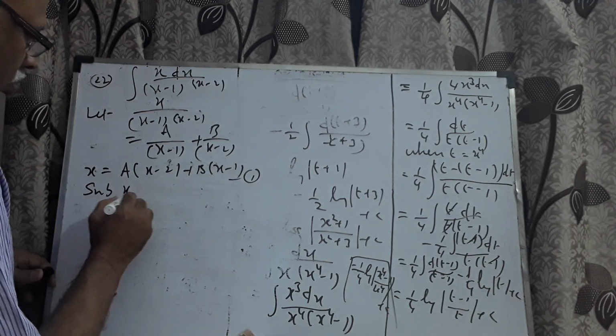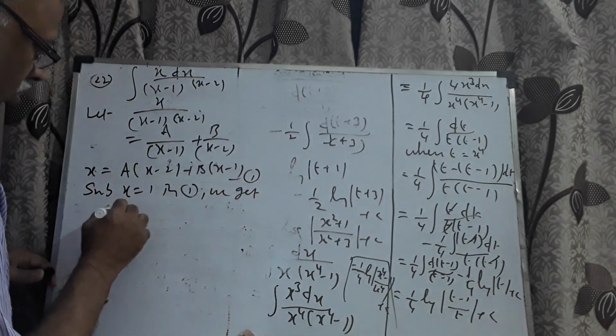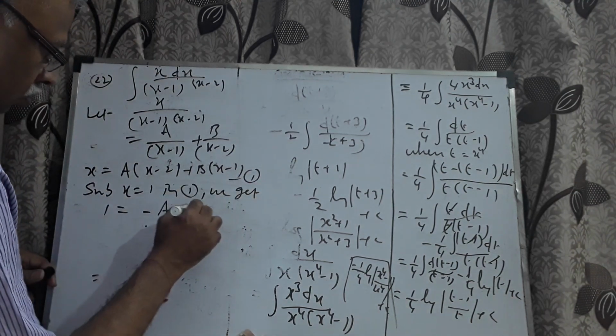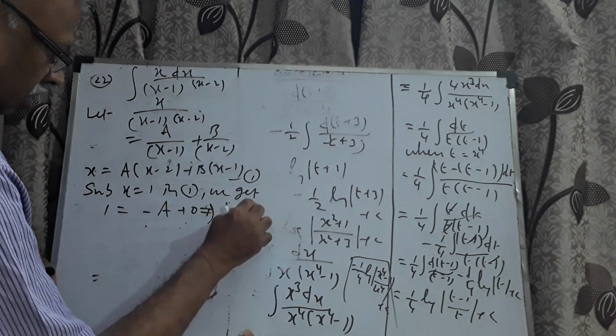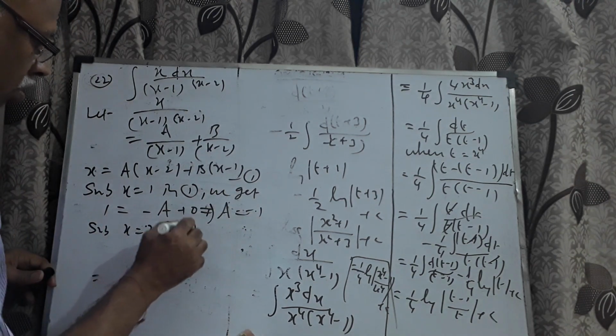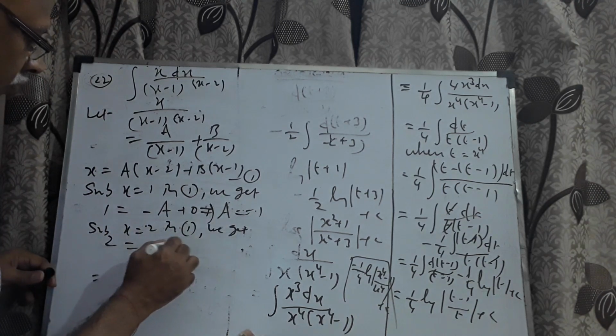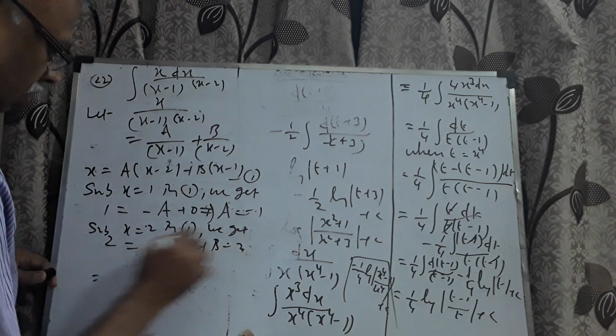Now substitute x equal to 1 in equation 1. We get 1 is equal to minus a plus 0, which implies a is minus 1. Substitute x equal to 2 in equation 1. What do we get? 2 is equal to 0 plus b, which implies b is 2.